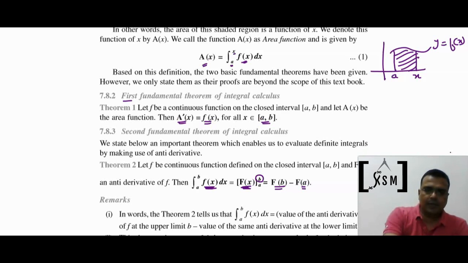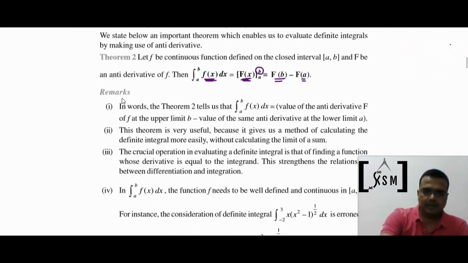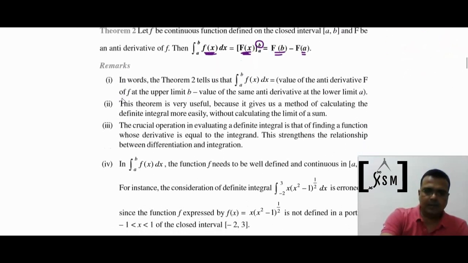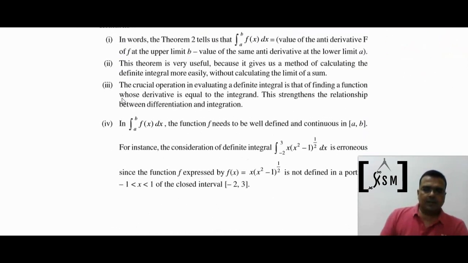Okay, let's move on. This all is fine. Number 4 is important to understand. It says that for this to be defined, f(x) needs to be continuous in the interval a to b, closed interval a to b. Okay, why?